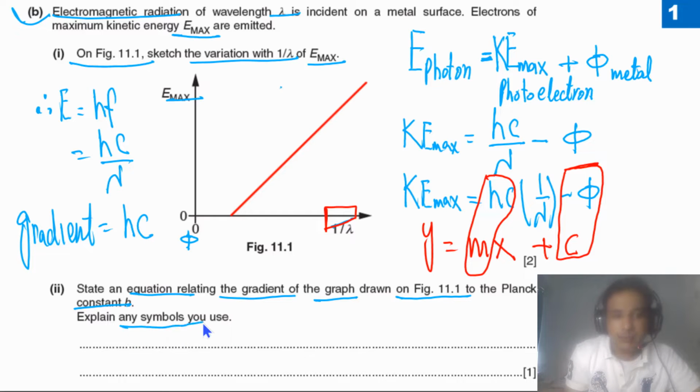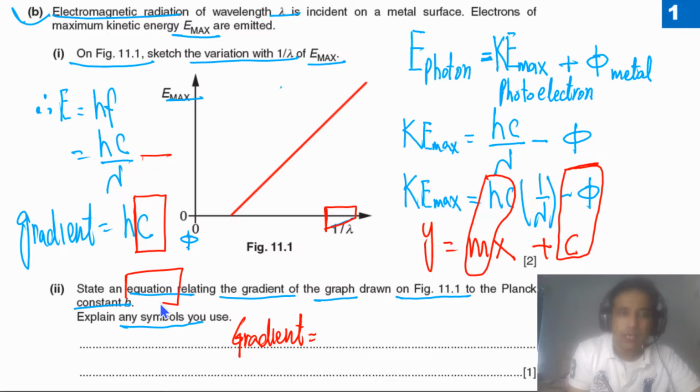Explain any symbols you use. So in this case, this is the symbol we have used. For the answer of this question, simply you will write down gradient, first of all, because you have to state an equation. So you have to write down gradient is equal to hc. Then you will say c is the speed of light. So these 2 points you have to write down.